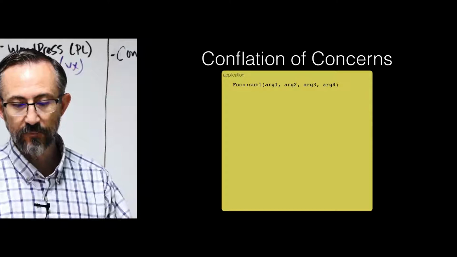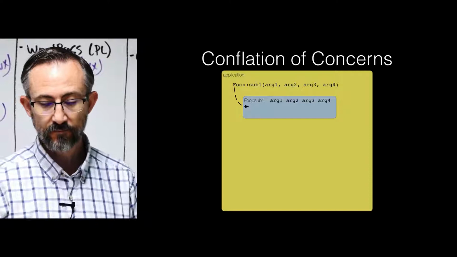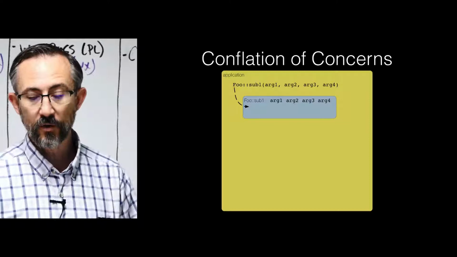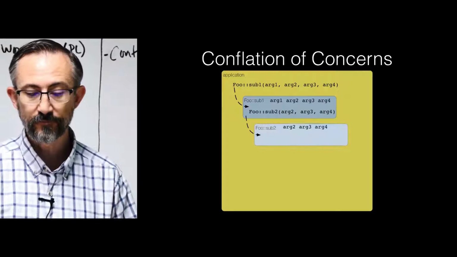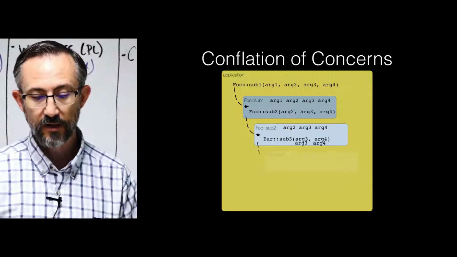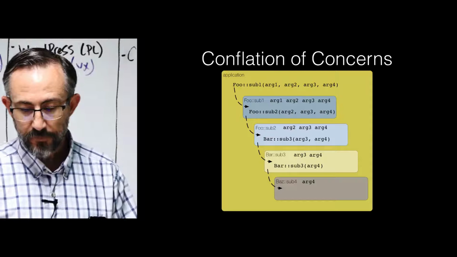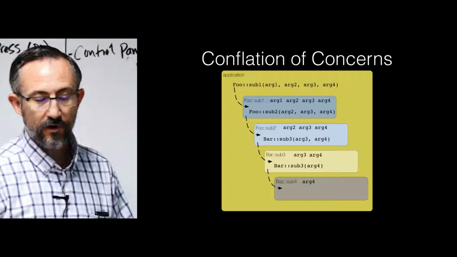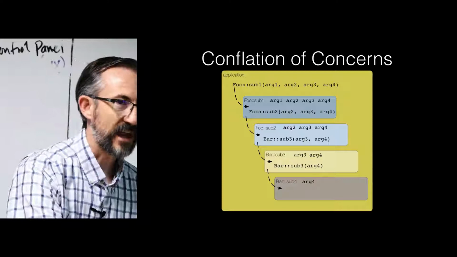Here we have an application, and it invokes foo sub 1, and it passes 4 arguments. Foo sub 1 takes those arguments, and it uses, let's just say, arg 1, and it makes a call to sub 2 and passes the 3 arguments down. Sub 2 receives those arguments, only uses arg 2, passes the rest of them down in a bucket brigade, and so forth, down until we get to arg 4. Arg 4 wasn't used anywhere up the chain, but we needed it because it's down there somewhere, and it needs some information that only the application has.